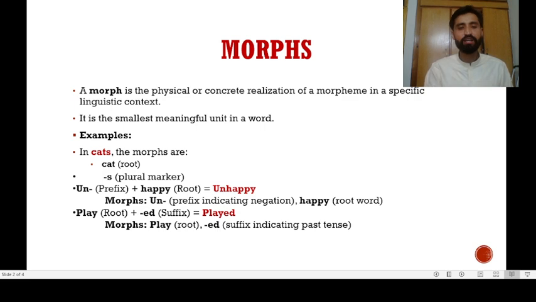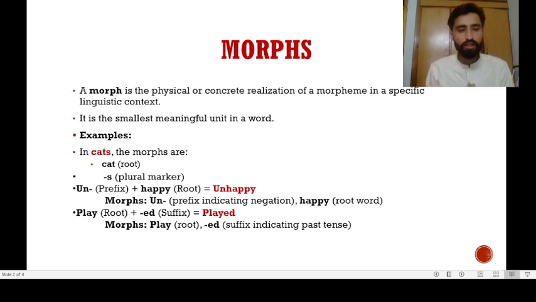So now let's start. Morph is basically a shorter version of morpheme, and a morpheme is the smallest meaningful unit in a word. In a word we can have more than one morpheme. It is the smallest unit, but that unit must be meaningful, and a morph is the physical or concrete realization of a morpheme in a specific linguistic context. Now let's try to understand it from examples.